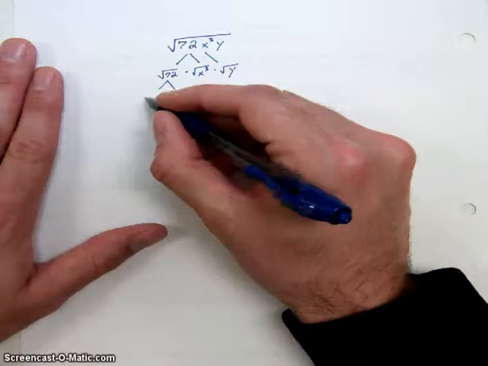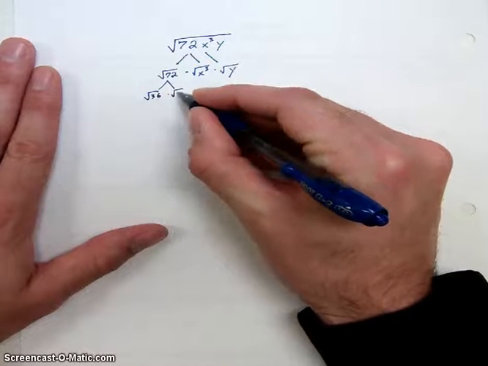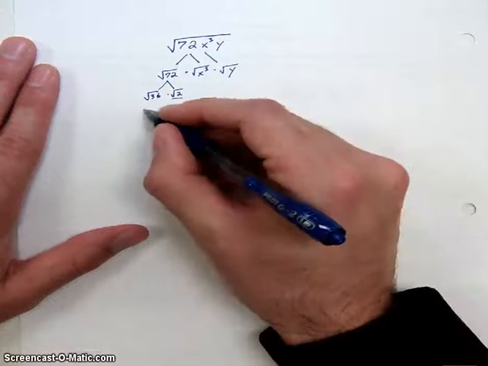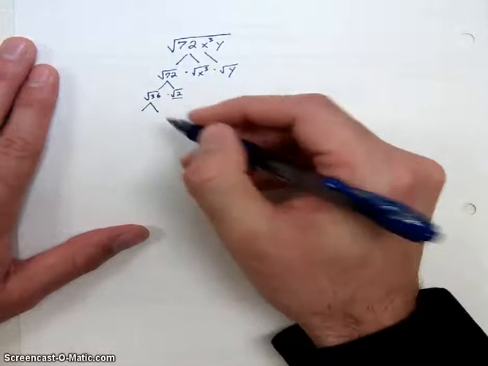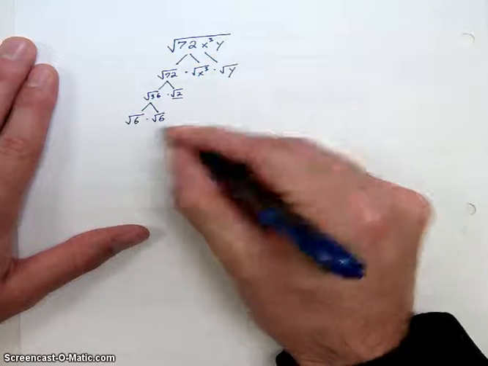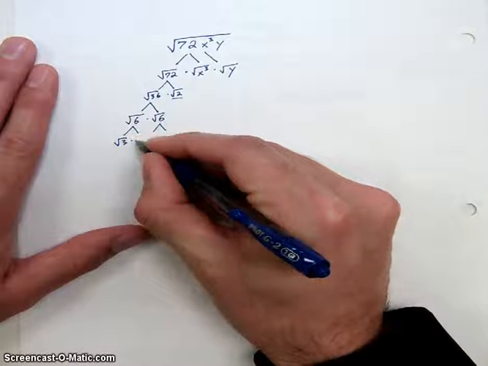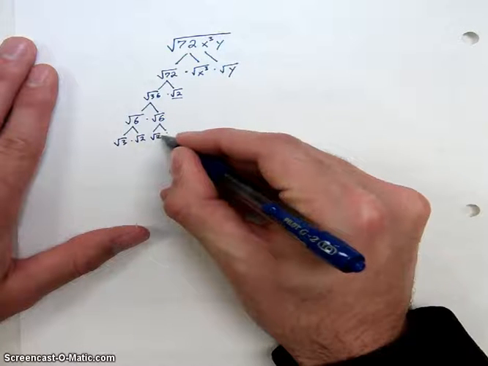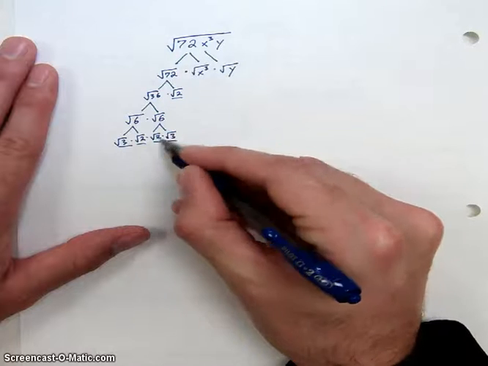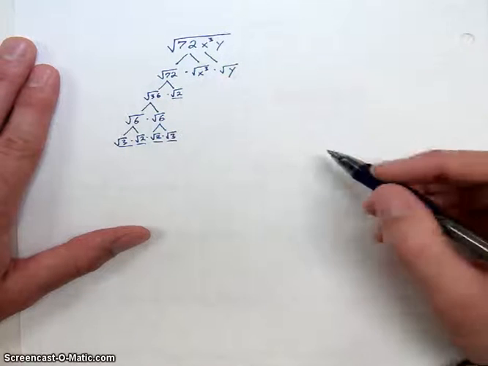This breaks down into the square root of 36 times the square root of 2. That's prime. I like to underline those. Keep going with this. That's the square root of 6 times the square root of 6. Neither of those are prime, so I can break them down further. Square root of 3 times square root of 2. Square root of 2 times square root of 3. Now we have all the prime factors, those 4 and this one, that will create the square root of 72.